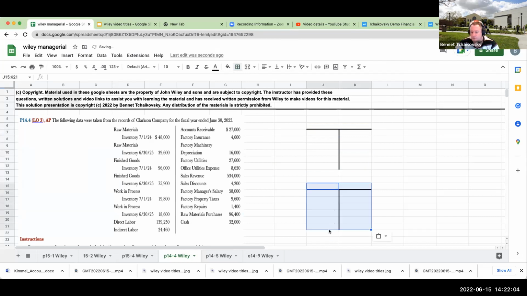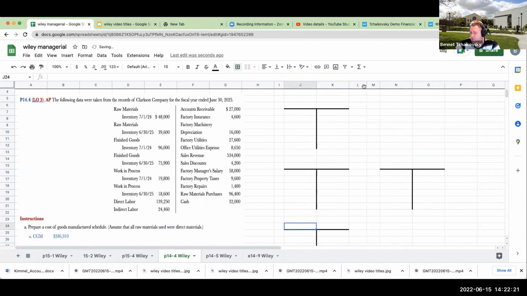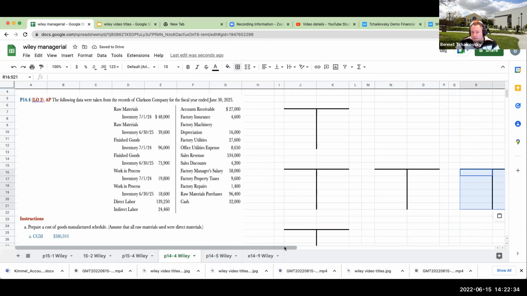What I prefer to do is to use T accounts, right? And my last name is Tchaikovsky, so I'm of course going to be biased to the letter T. But I love using T accounts. Why do I love using them? It's the most awesome way to learn managerial accounting as well as financial. These T accounts really tell us the flow of how things start, how things go through, and how they ultimately finish.